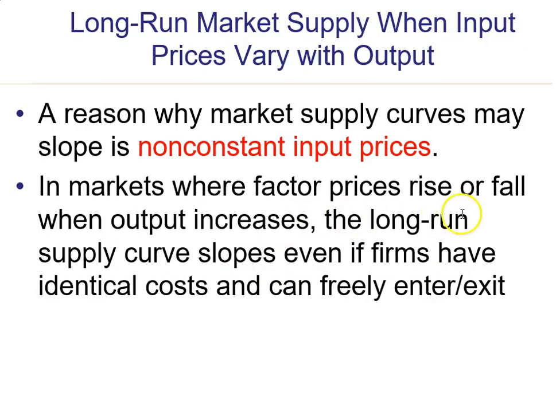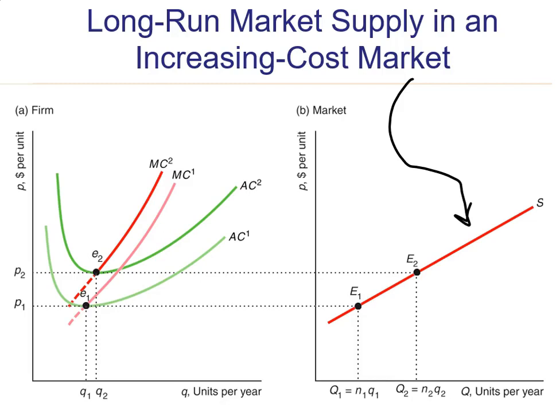So there can be scenarios where you have non-constant input prices. The scenario I gave you, where farmers are bidding over the cucumber and tomato workers to work at their farm, is an example where input prices could vary, in this case increase, as you expand your output. So here's the image that would reflect this increasing cost market structure.